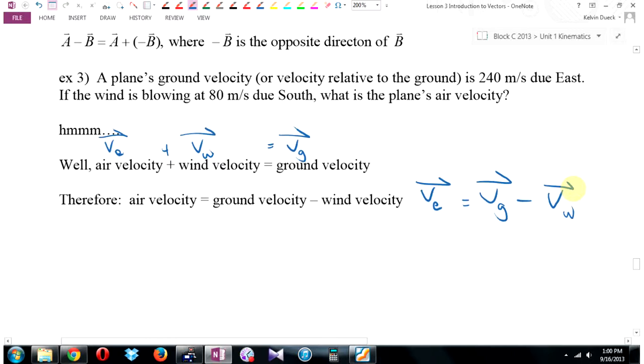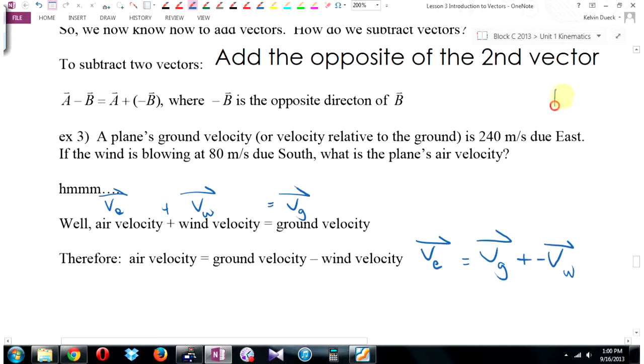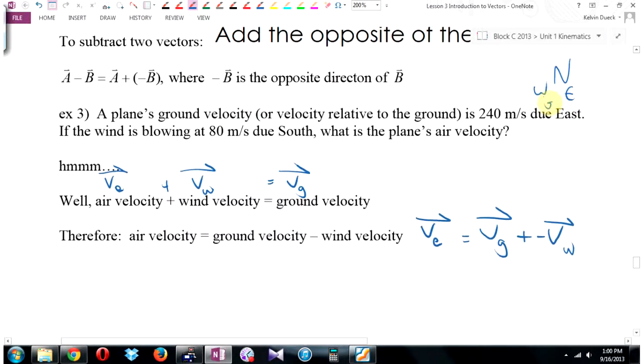Add the opposite. So can I go bump, bump? That's what my picture is going to look like. I've got to do a compass rose because I think I've turned the page. So here we go. What's the ground velocity that the radar is picking up? Michael, magnitude and direction. 240 meters per second.